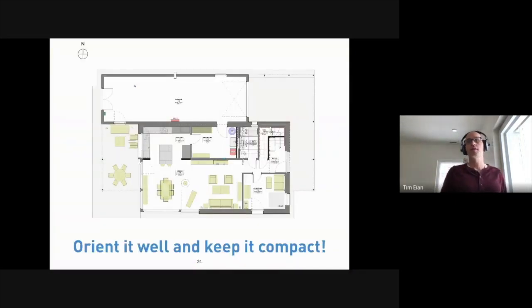So orient it well, keep it compact, and keep it simple is maybe something I should add here as well. When we design, especially small single-family duplex-type buildings, keeping the building envelope simple helps with cost, helps with design, engineering, and also keeps the energy balance better. So try to make simple building shapes.